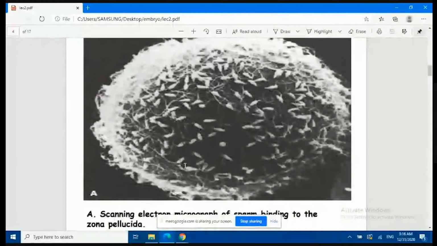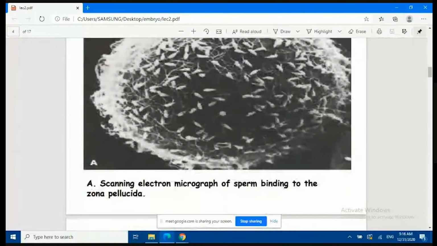Okay, so look at this picture. This is an actual real picture, a scanning electron micrograph. Right here, we can see the sperm binding to the zona pellucida. Okay, there is a binding process, by releasing the enzyme from the acrosome.